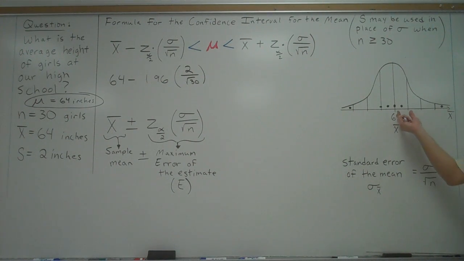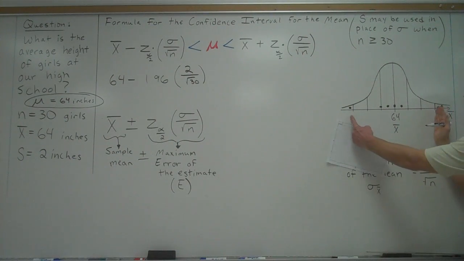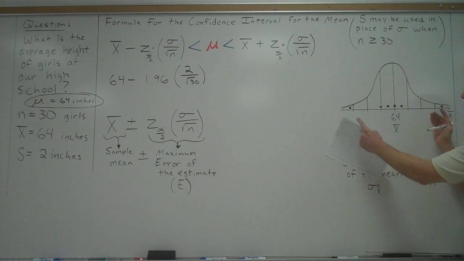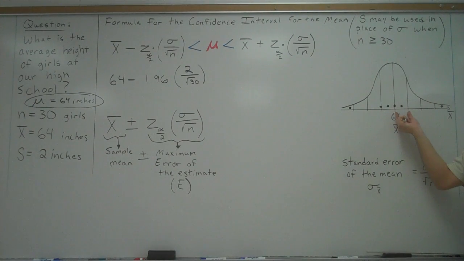So I've marked off some lines here. We know that most of our data will fall within 3 standard errors of the mean. Okay, so this is one standard error. So to figure out how spread out this distribution is, I need to take 2 divided by the square root of 30 here.